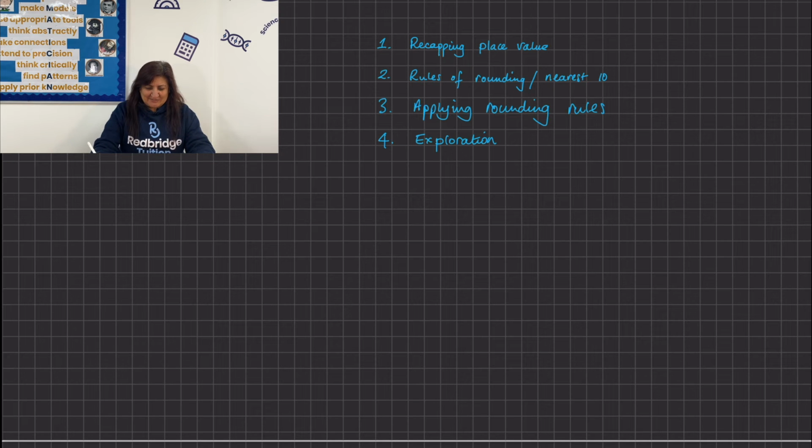Hello, today we're talking about rounding, and in particular rounding to the nearest 10, the nearest 100 and the nearest 1,000. Before we start that, we're going to do a very, very quick recap on place value. It's important that you understand place value before you can do rounding. If you want a full explanation about place value, click on the link up here and it will take you to a video explaining place value in full.